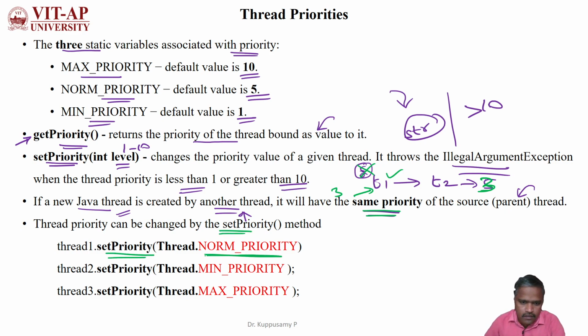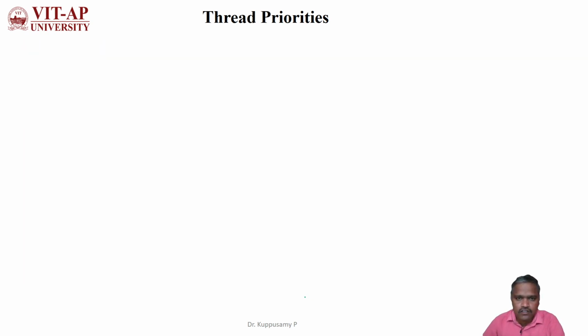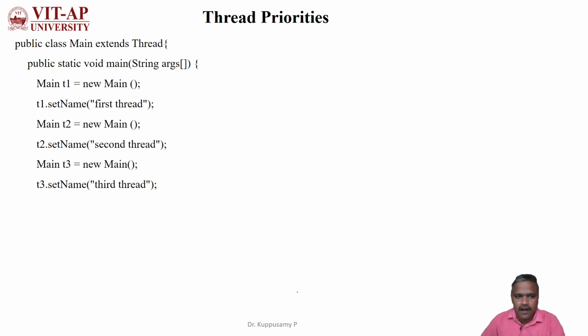Here we are using NORM_PRIORITY, which has the default value 5. Suppose I am using T1, then T1 with MIN_PRIORITY means here we can use 1. Then T3 is set to MAX_PRIORITY, and the maximum priority value is 10. Likewise we can use the setPriority method, and the example is given here.